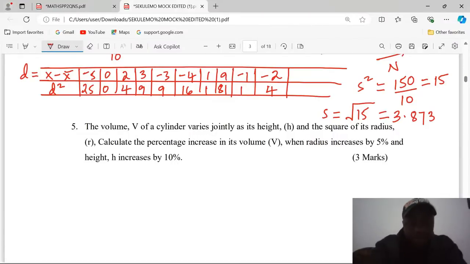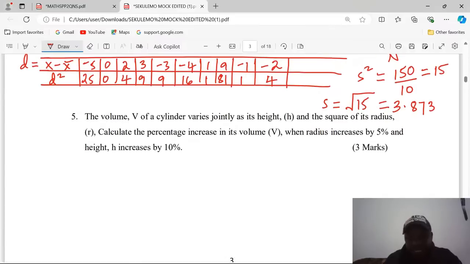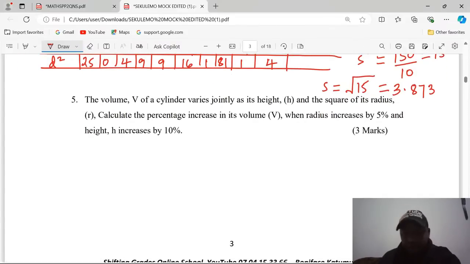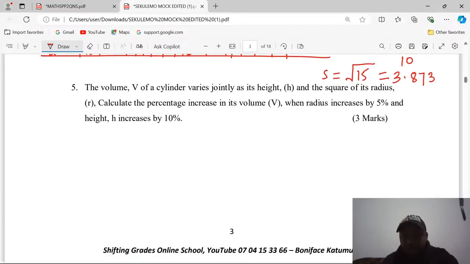The volume V of a cylinder varies jointly as its height and the square of its radius. Calculate the percentage increase in its volume when the radius increases by 5% and the height h increases by 10%. Let's first write the equation showing the relationship between the volume, the height, and the square of the radius of the cylinder. So volume varies directly as the height and also as the square of the radius, r squared.